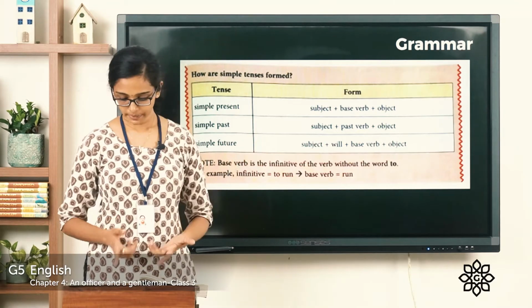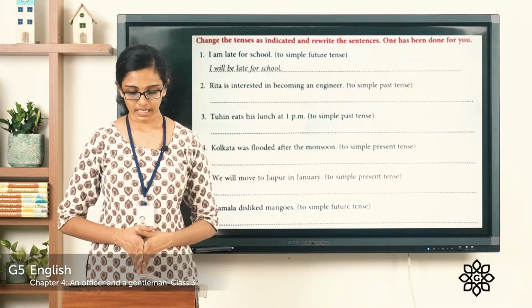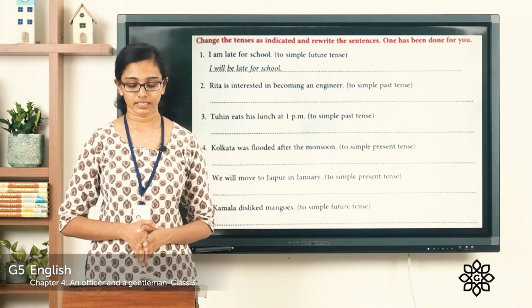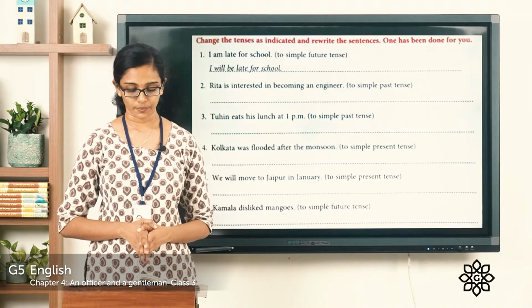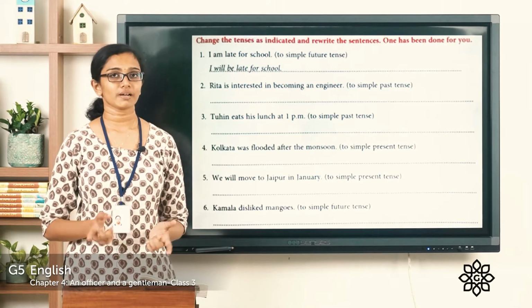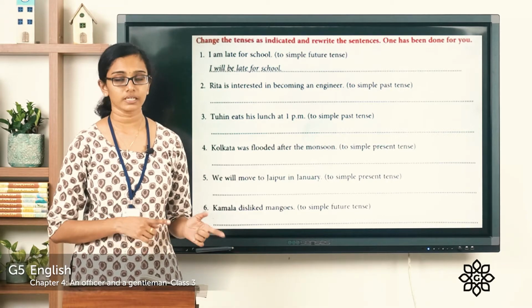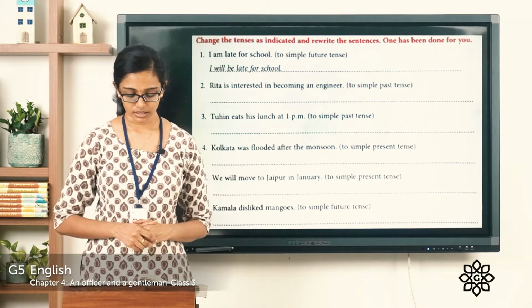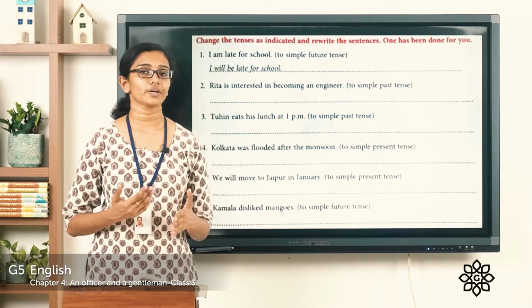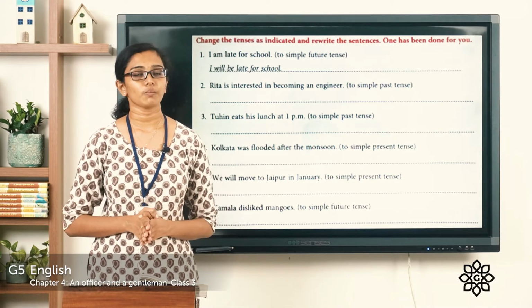Below this box on page number 55, you can see the questions. Change the tenses as indicated and rewrite the sentences. One has been done for you. And the first question is given there. "I'm late for school." In the brackets, it's given simple future tense. You have to convert this sentence to simple future tense. How would you convert it? What is the structure? The subject plus will plus the base form of the verb.